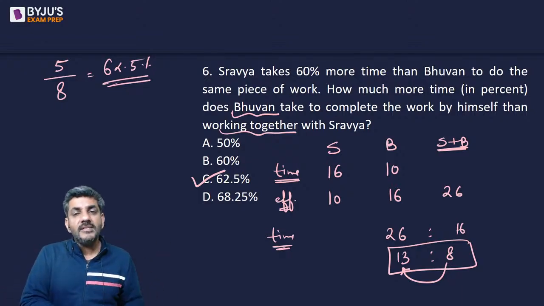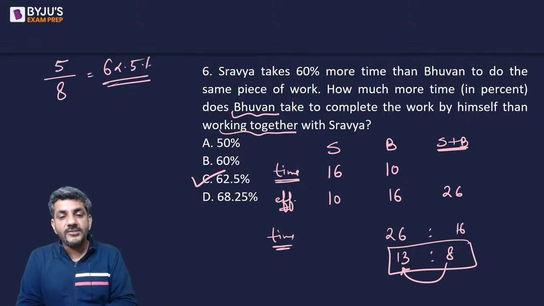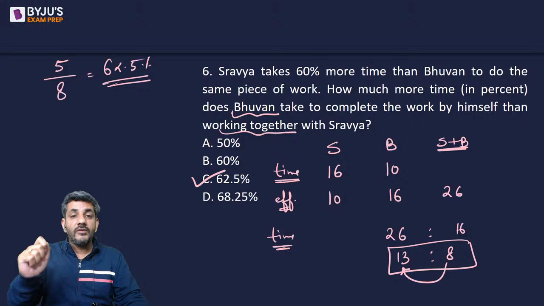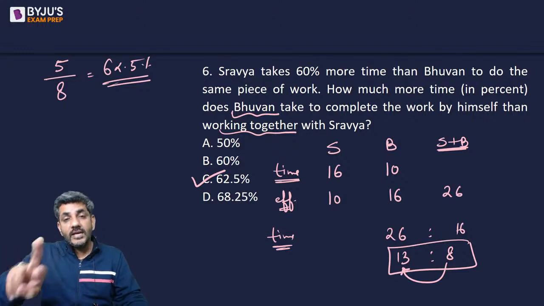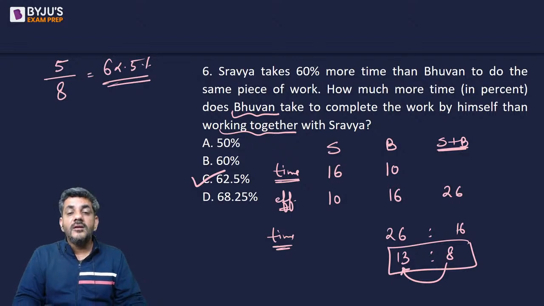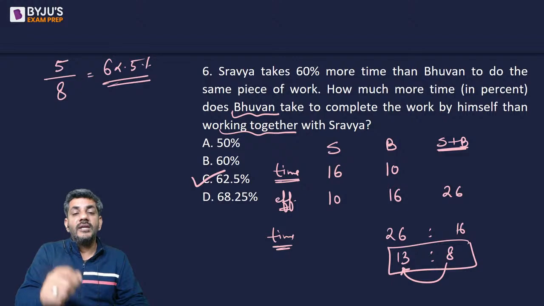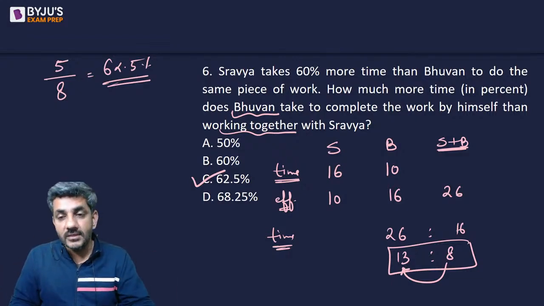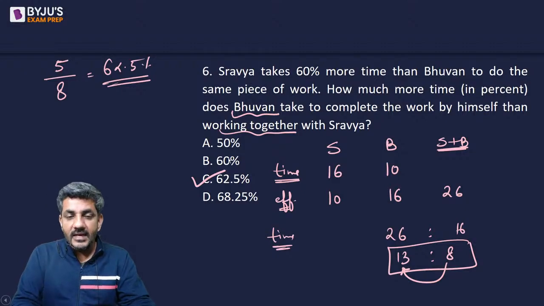So ratio of time is 16 is to 10. So ratio of efficiency is 10 is to 16. So total efficiency is 10 plus 16, 26. Now Bhuvan's efficiency is 16, and Shravya and Bhuvan together is 26, so the ratio of their time taken would again be reverse, 26 is to 16, and 13 is to 8. That means on every 8 hours of them together, Bhuvan takes 5 hours more, that is 5 by 8 or 62.5% more. That is the right answer for question number 6.